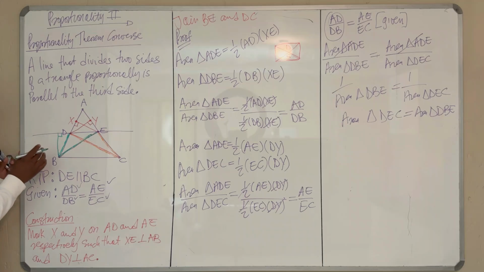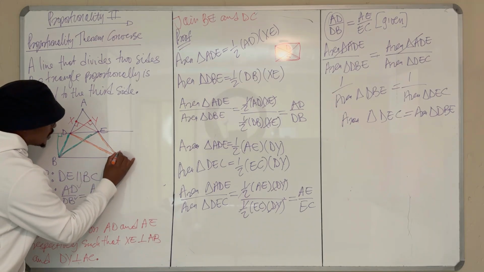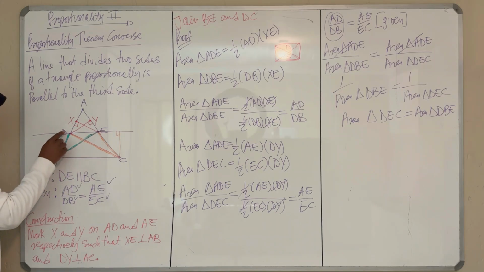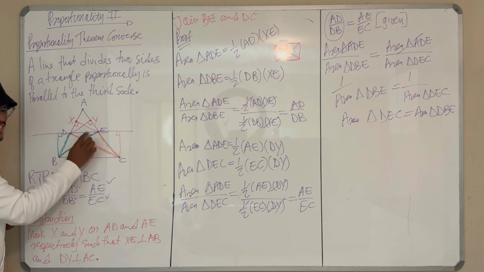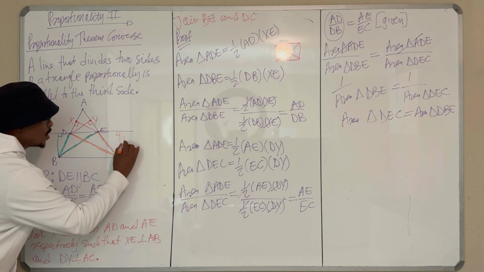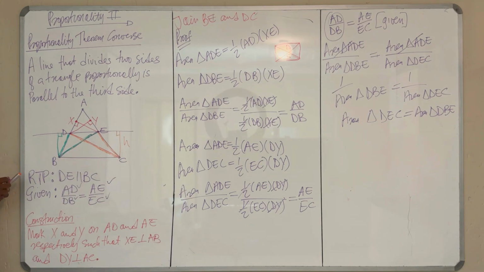right? Yes. And for the orange triangle, the perpendicular height should be this one over here. Because these are obtuse triangles. Yes. So if you're looking at DEB and DEC, right? Yes. So they have the same base, right? Yes. So the perpendicular height for the orange triangle is this one, and let's say it's H1, and the perpendicular height for the green triangle here is H2.